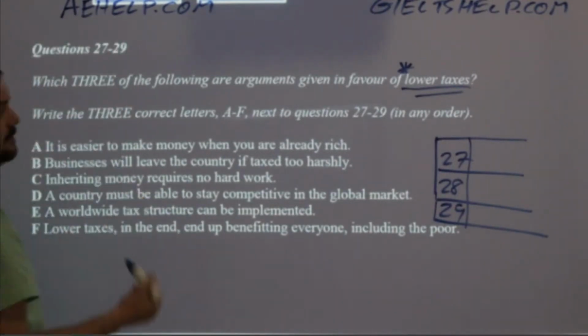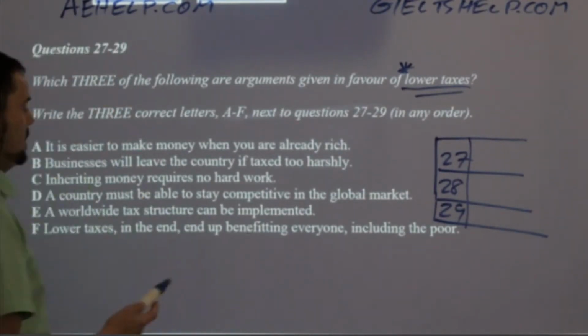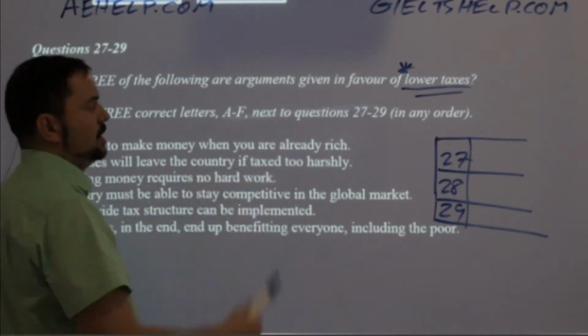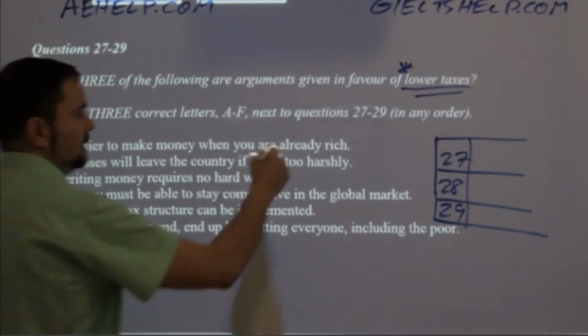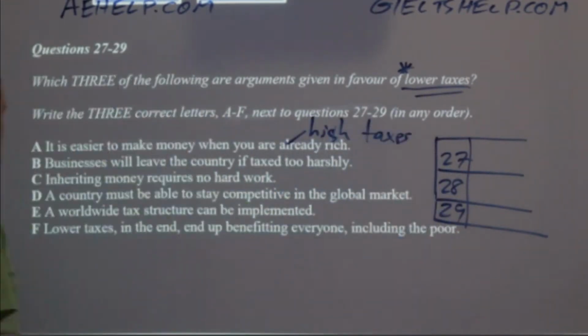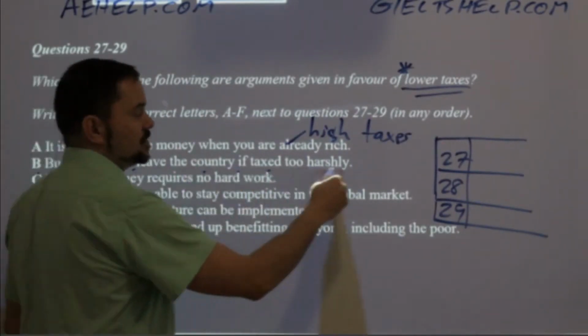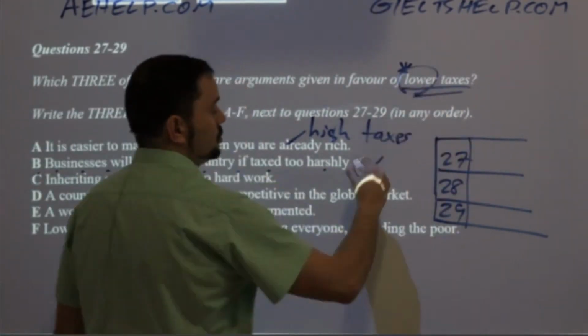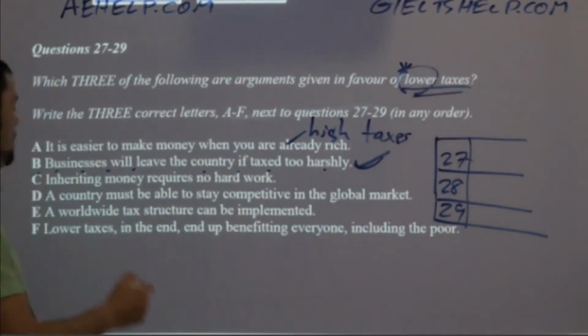Okay, for this type of question, you should take notes, okay? So it's easier to make money when you're already rich. That was higher taxes, okay? All right. B, businesses will leave the country if taxed too harshly. That was correct, okay? So you want to keep your taxes low so businesses don't leave. So B makes sense, okay? They talk about that clearly.